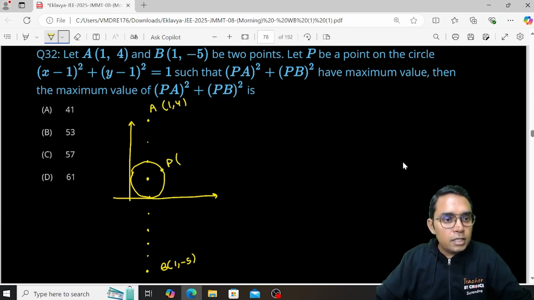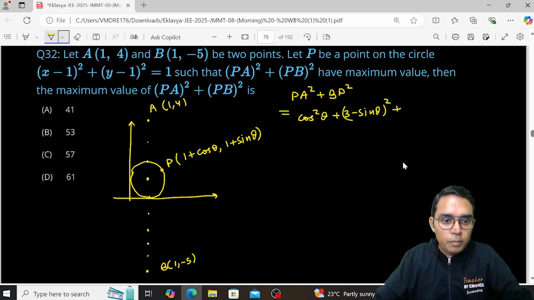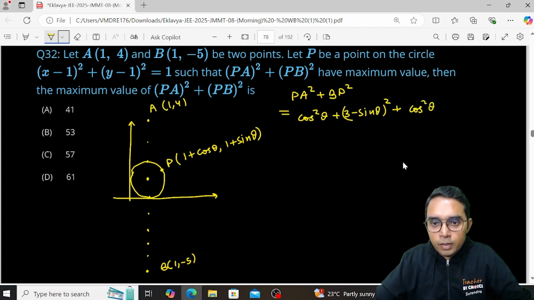circle. And I can take this P point to be in parametric form as (1 plus cos theta, 1 plus sin theta). Okay, so here PA square plus PB square can be calculated. PA square from distance formula. So the x coordinate, if you take the difference, will be just cos square theta. For the y coordinate, it will be (3 minus sin theta) whole square. Similarly, for BP square, the x coordinate will again give you only cos square theta, whereas for the y coordinate, if you take the difference, it will be (6 plus sin theta) whole square.